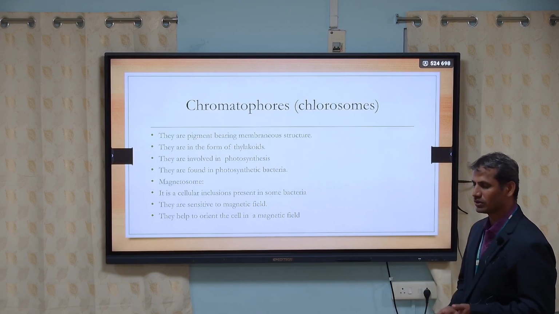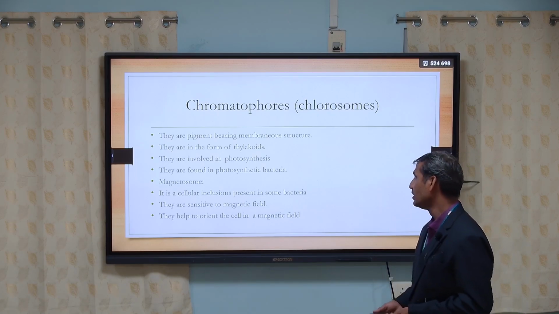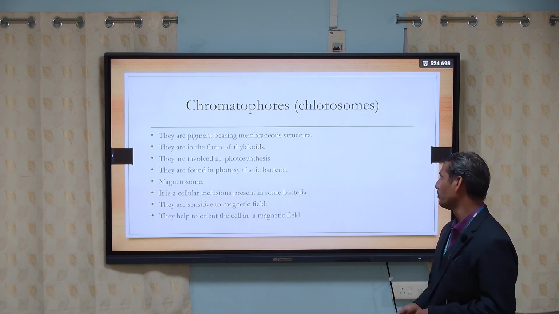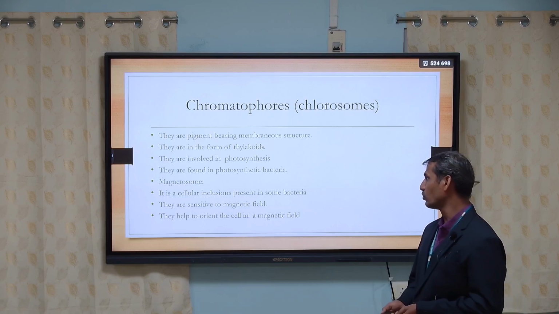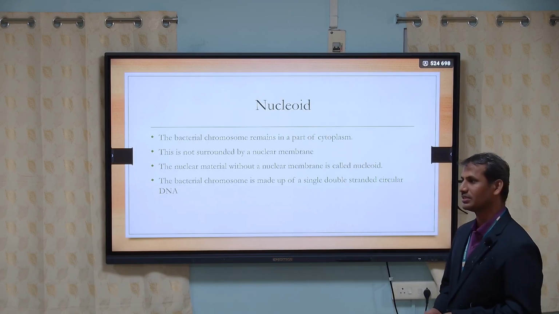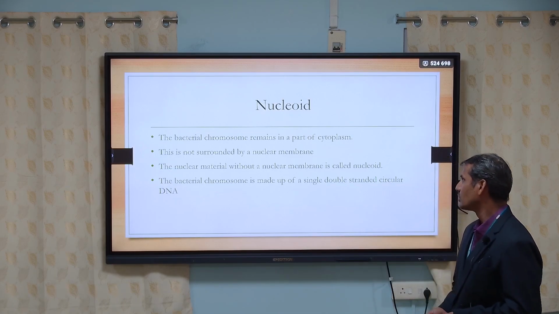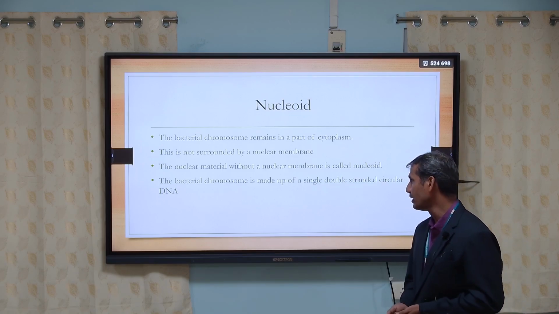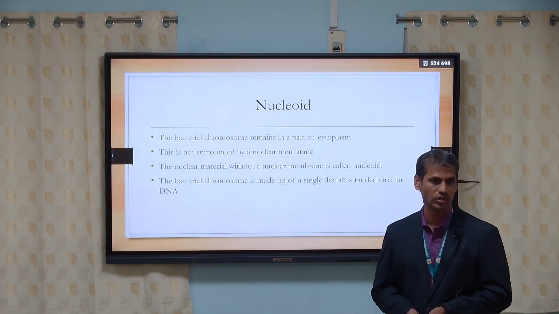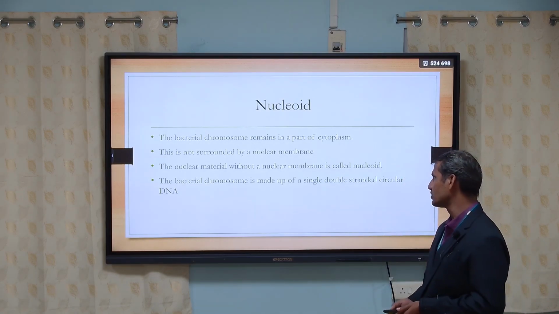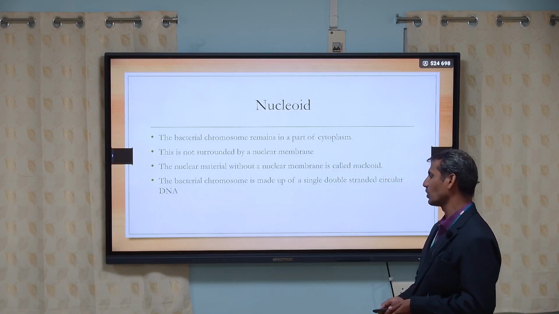Next is the chromatophore. This is rarely present in bacteria, and it is also called chlorosomes. These are membranous structures having thylakoids and are involved in photosynthesis. Next, the unique one, is the nucleoid. The bacterial chromosome lies in the cytoplasm and is not surrounded by any nuclear membrane. Nuclear material without a nuclear membrane is called the nucleoid, also called the genophore or incipient nucleus. The bacterial chromosome is made up of a single double-stranded circular DNA.